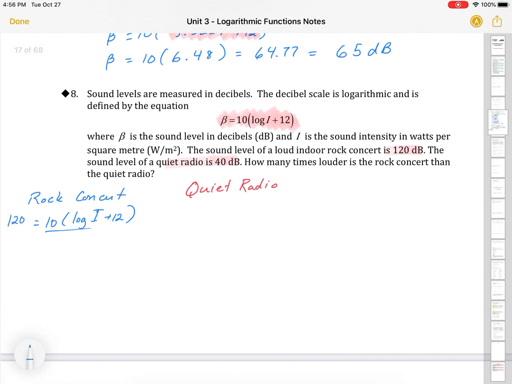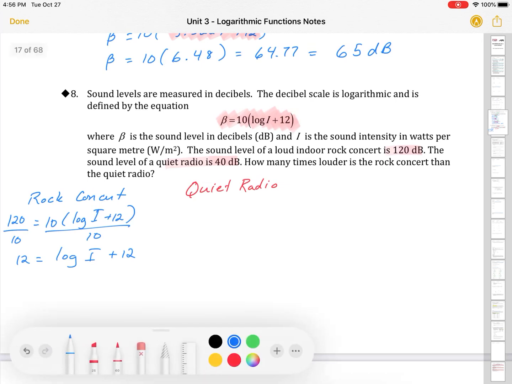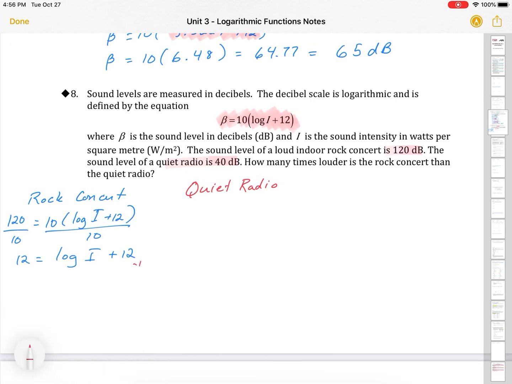So first thing I'm going to do is divide the 10 out of both sides. So I'll get 12 is equal to log I plus 12. And then I'm going to move the 12 over by subtracting it from both sides, right? So I'm going to minus 12 and minus 12. And I will get 0 equals log I.